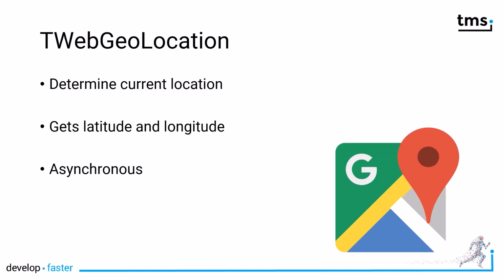The component will return latitude and longitude, and it works asynchronously, meaning you will have to implement an event to get the latitude and longitude after starting the component. You don't know how long it will take to determine your location. Sometimes there is not going to be a response, because if the user says no, I don't want to give away my location, that event is never going to be called. So be sure that your application also works without getting a location from TWebGeolocation.